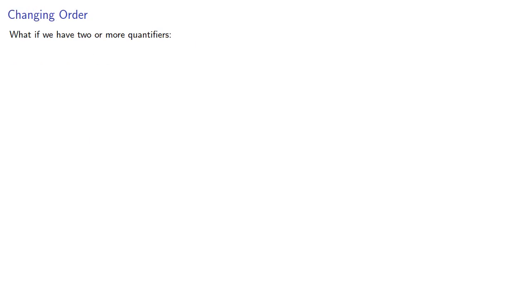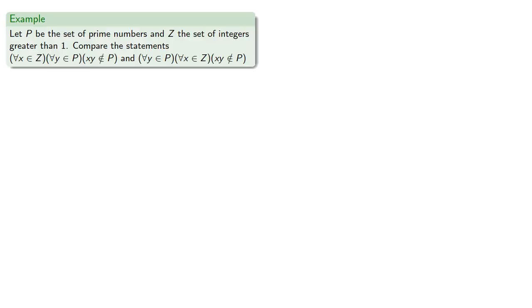What if we have two or more quantifiers? Does the order matter? Well, let's try it out. Let p be the set of prime numbers and z the set of integers greater than 1. Let's compare the statements: for any x in z, for any y in p, xy is not an element of p, and the same statement but with the quantifiers switched.